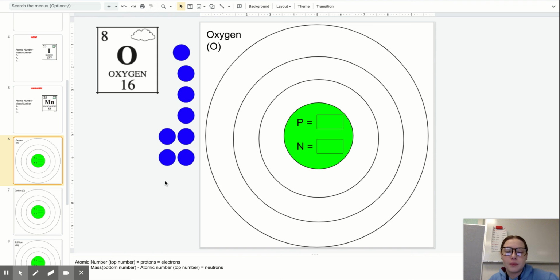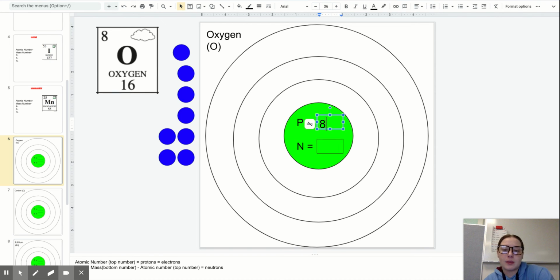So with a Bohr model, you want to make sure that you understand how to identify protons, how to identify neutrons, and then where your electrons really go. So if we're looking at oxygen, oxygen has an atomic number of 8, and the atomic number is always the same as the number of protons. So our atomic number, or our protons, are 8. So we have 8 protons in the nucleus. And then to find the number of neutrons, we would just do the atomic mass minus the protons, which would be 8 as well. So 16 minus 8.